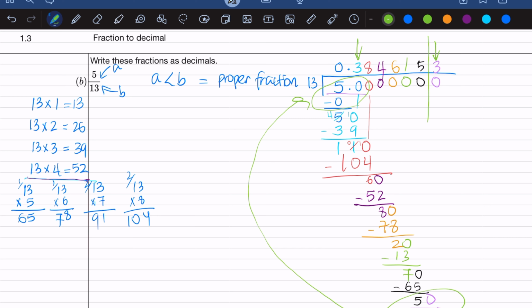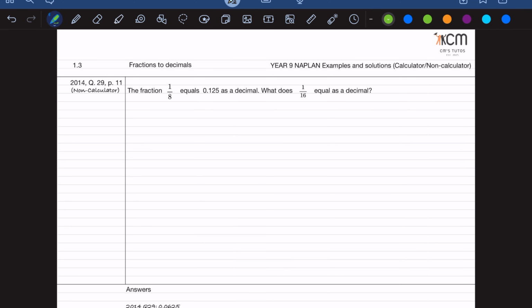So how can we write a repeating decimal? Well, 5 divided by 13 is equal to 0.384615. Now we put a little bar on top to show the repeating pattern. Let's have a look at how to convert fractions to decimals in NAPLAN questions.